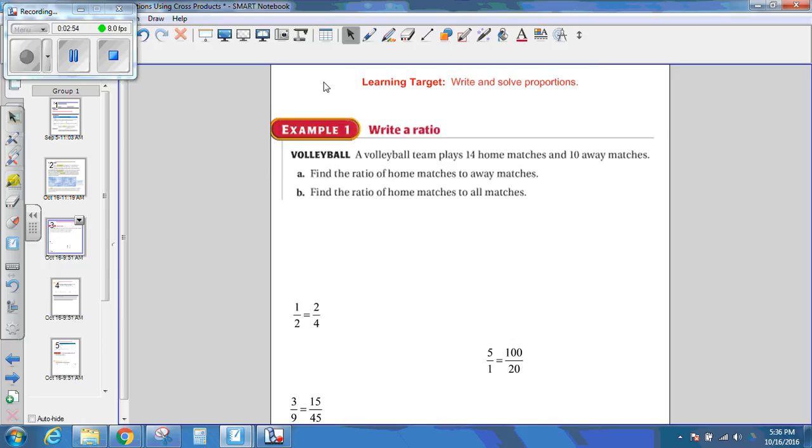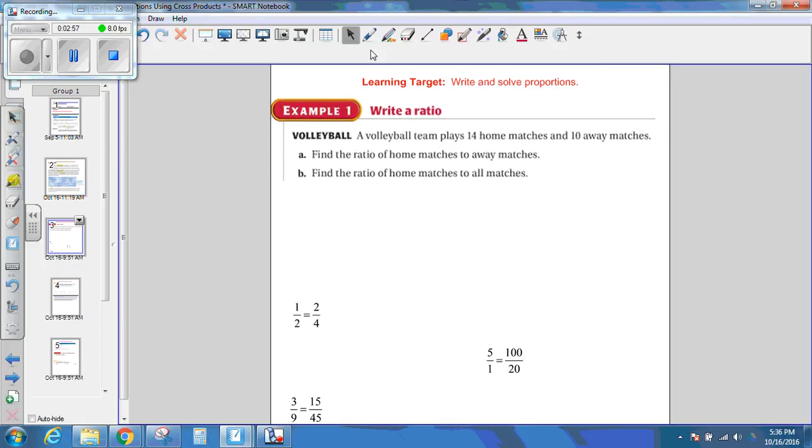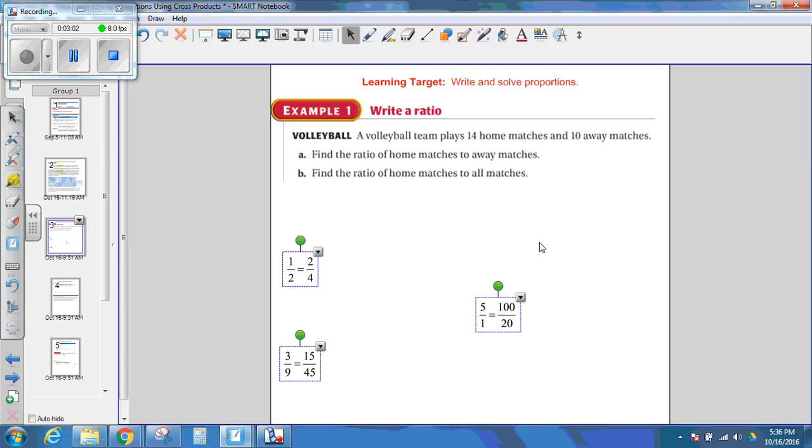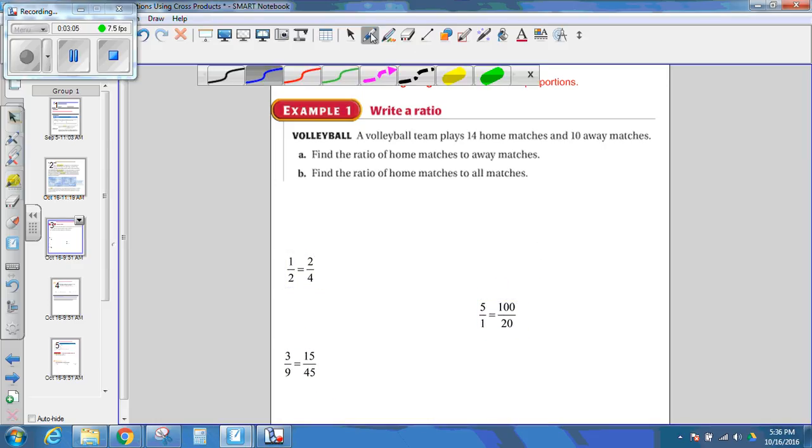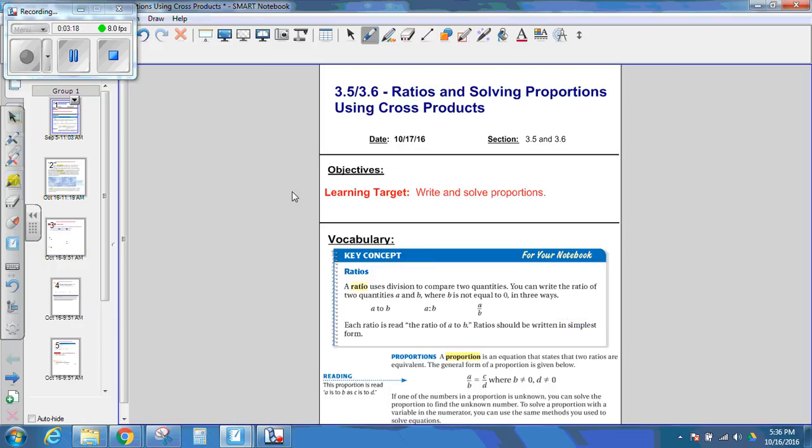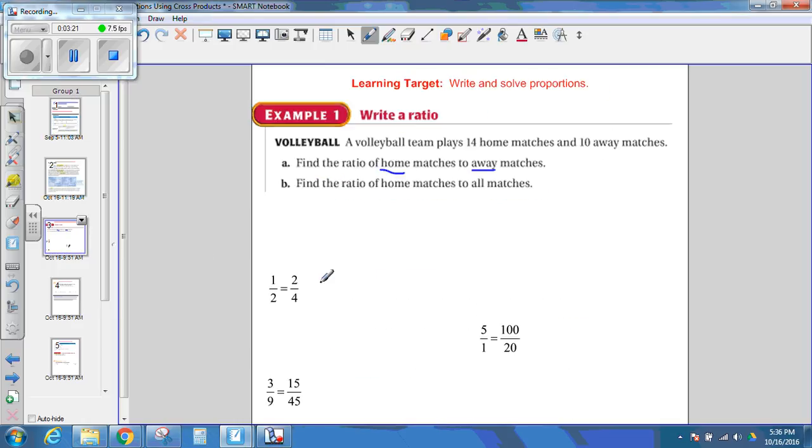Okay, so now that we have some vocabulary, let's try some ratios. The first one we have is volleyball, my favorite. We have a volleyball team that plays 14 home matches and 10 away matches. Find the ratio of home matches to away matches. So we can write this ratio in whichever one of these three methods we'd like. If we want to do home to away, we have 14 home matches to 10 away matches. We can write it this way.